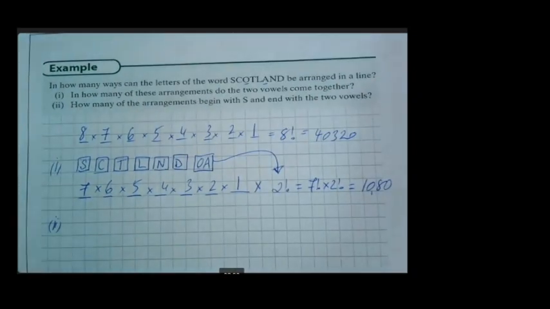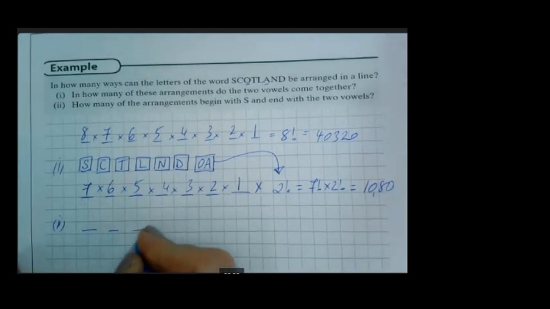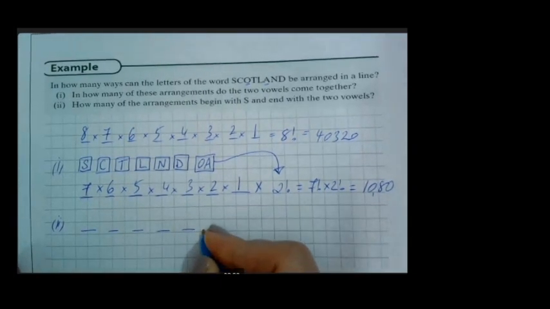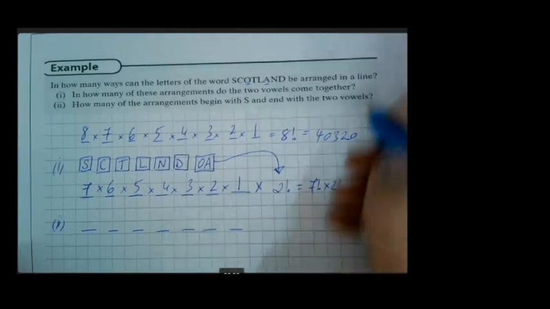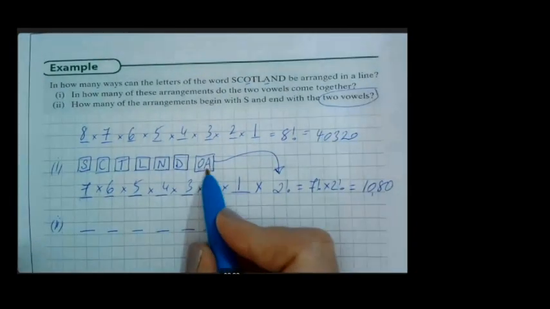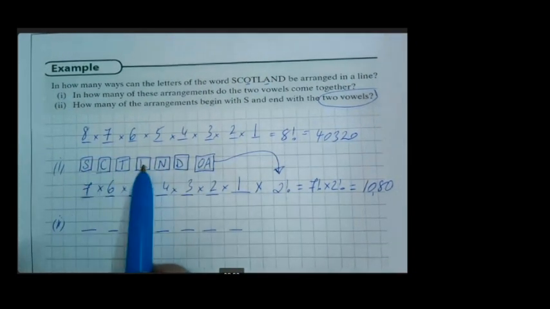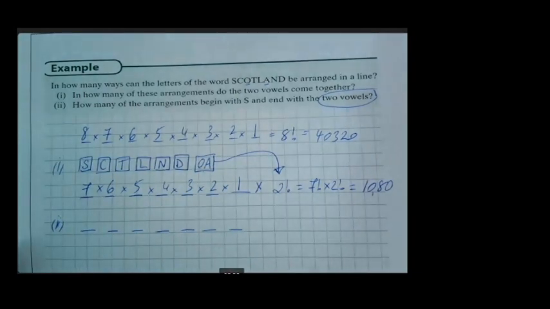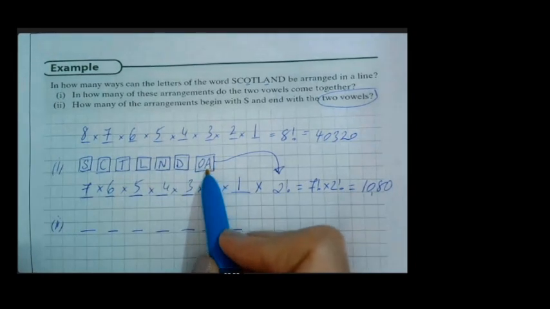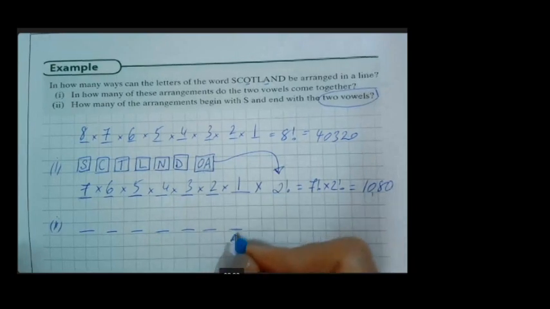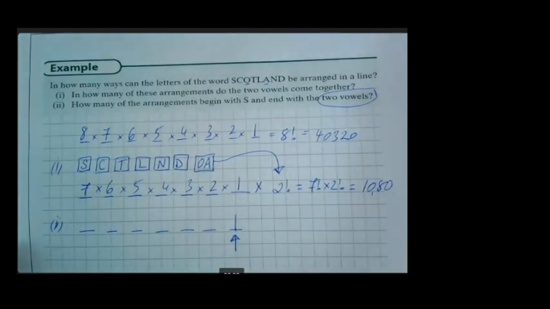Now, the second part of my question: how many of the arrangements begin with S and end with the 2 vowels? Okay, so I've got 1, 2, 3, 4, 5, 6. I still have to have the 2 vowels together, okay? So again, I'm going to consider my tiles, and I've only got 1, 2, 3, 4, 5, 6, 7 tiles to move around. But this time I know that the tile with the 2 vowels on it together has to go into this last position. So there's only one option to put them in there.